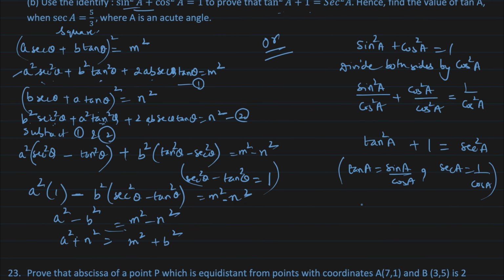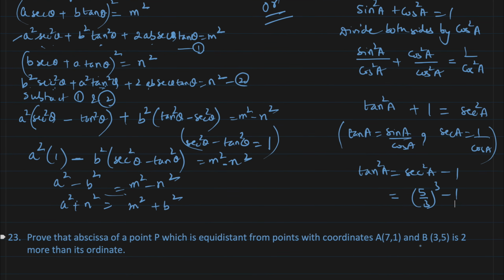So tan will be what? So tan square a is secant square a minus 1 by transpositioning. 5 by 3 square minus 1. How much will it be? It will be 25 by 9, right? So 25 by 9 minus 1. So I'll just shift it over here a little bit. So tan a will be root of 16 by 9. That comes out to be 4 by 3. Okay. So this is what you are going to get.